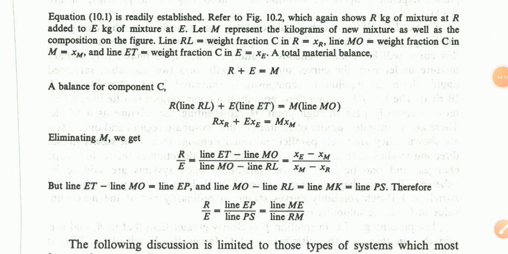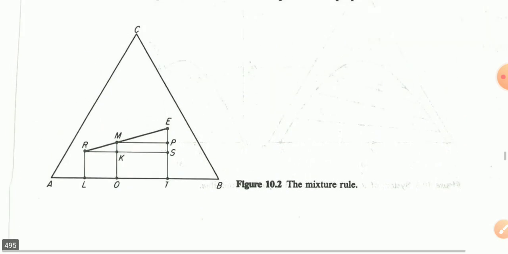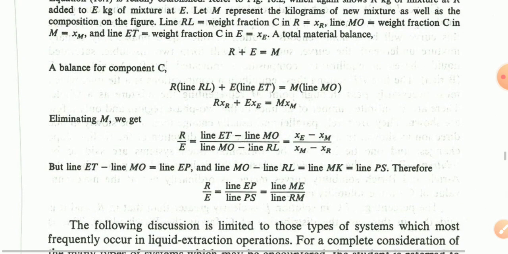The equation is R plus E is equal to M. And a balance for component C, with line RL, line ET and line MO, gives R XR plus E XE is equal to M XM. In figure 10.2 we need to look carefully. Now eliminating M, we get R by E, and for component C, R XR plus E XE is equal to M XM.